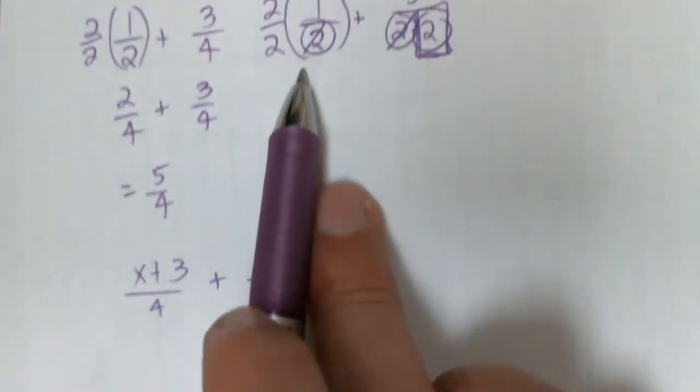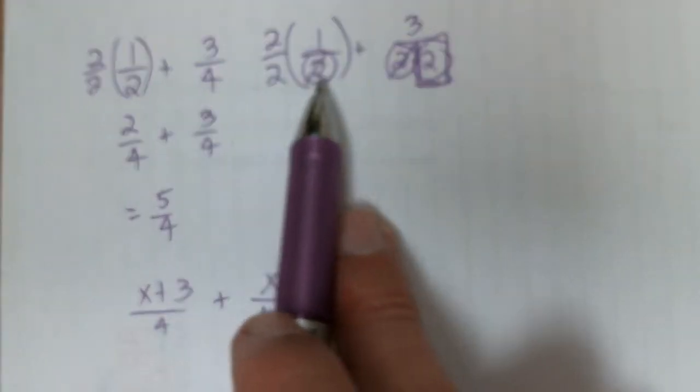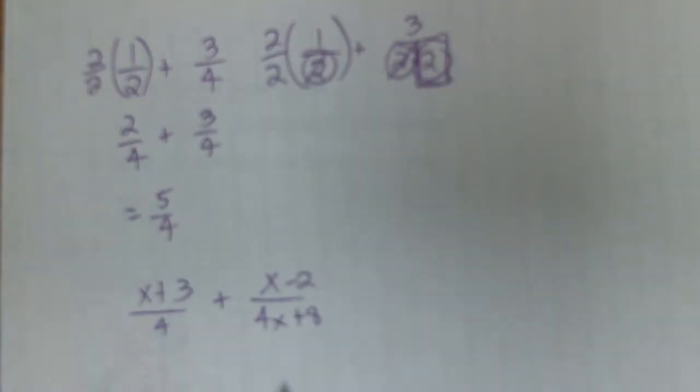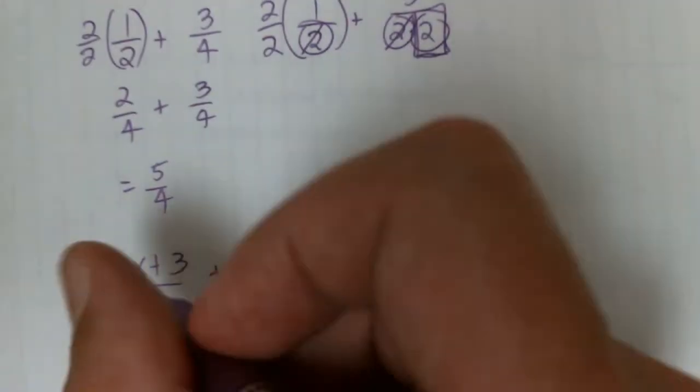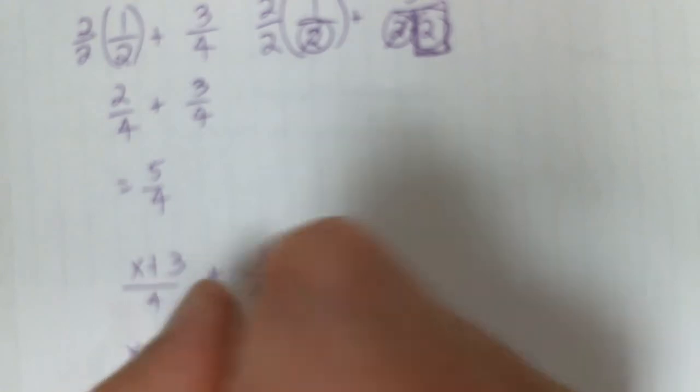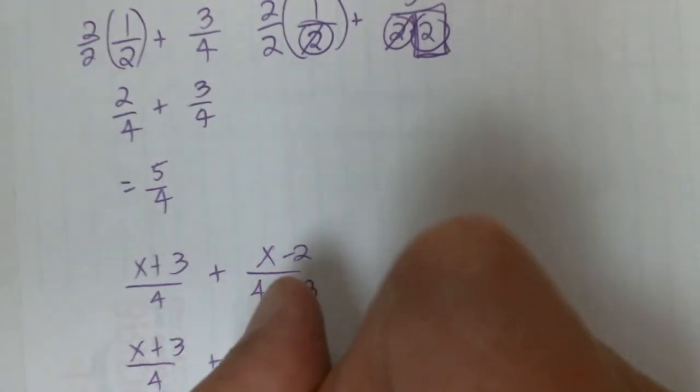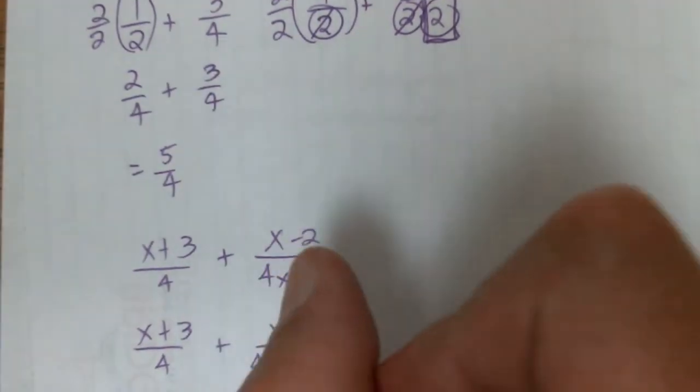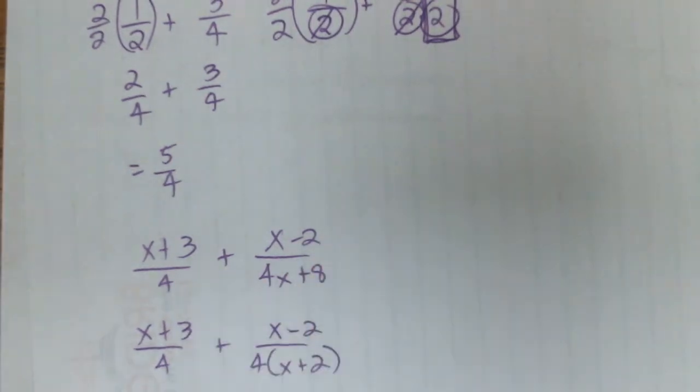But just like back up here, when I broke down 4 into 2 times 2, I'm going to do the same thing down here in this fraction. I'm going to leave this guy alone, and I'm going to break this guy down by pulling out a GCF of 4, and that's going to leave me with x plus 2.